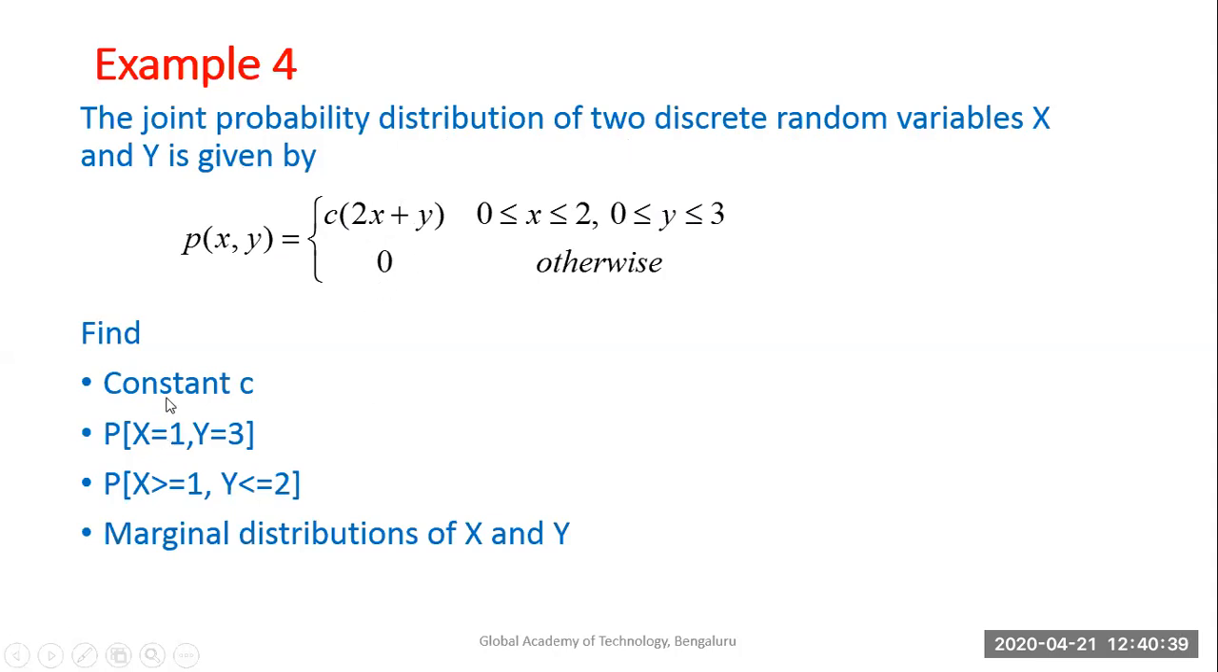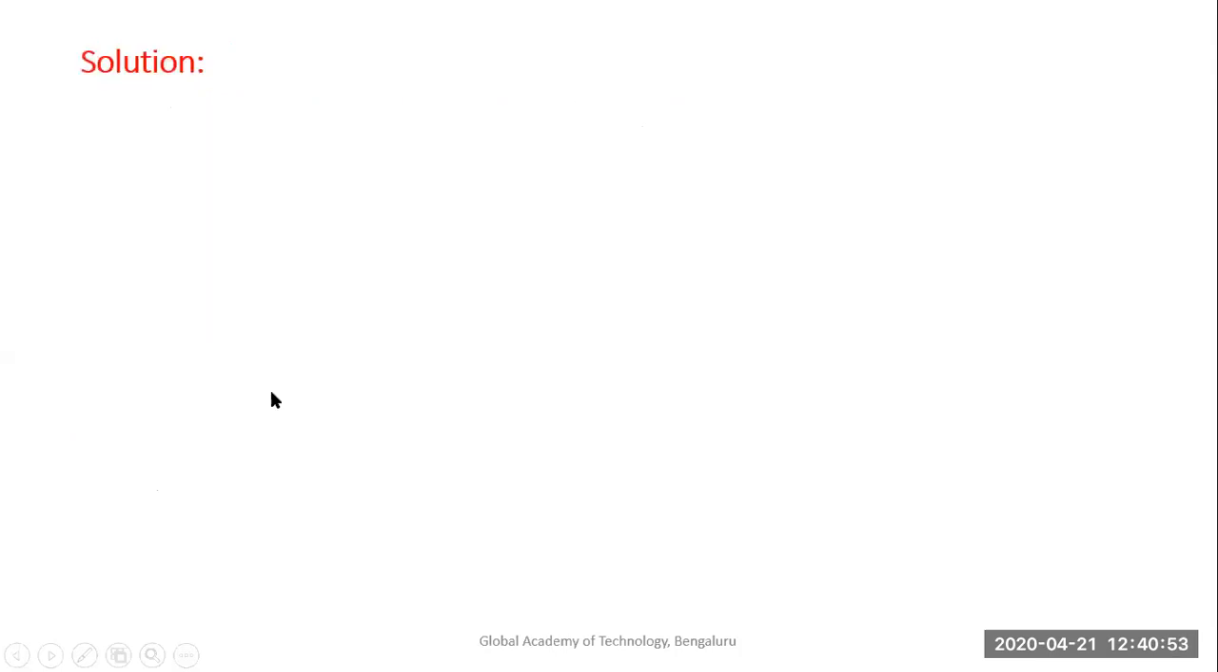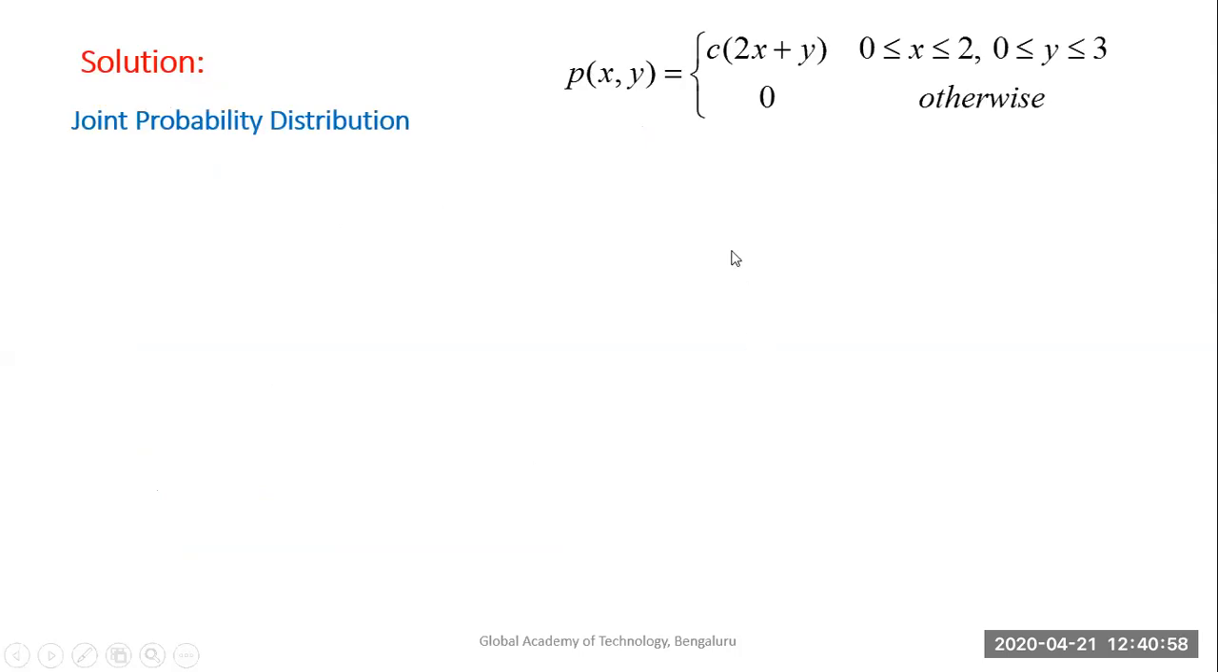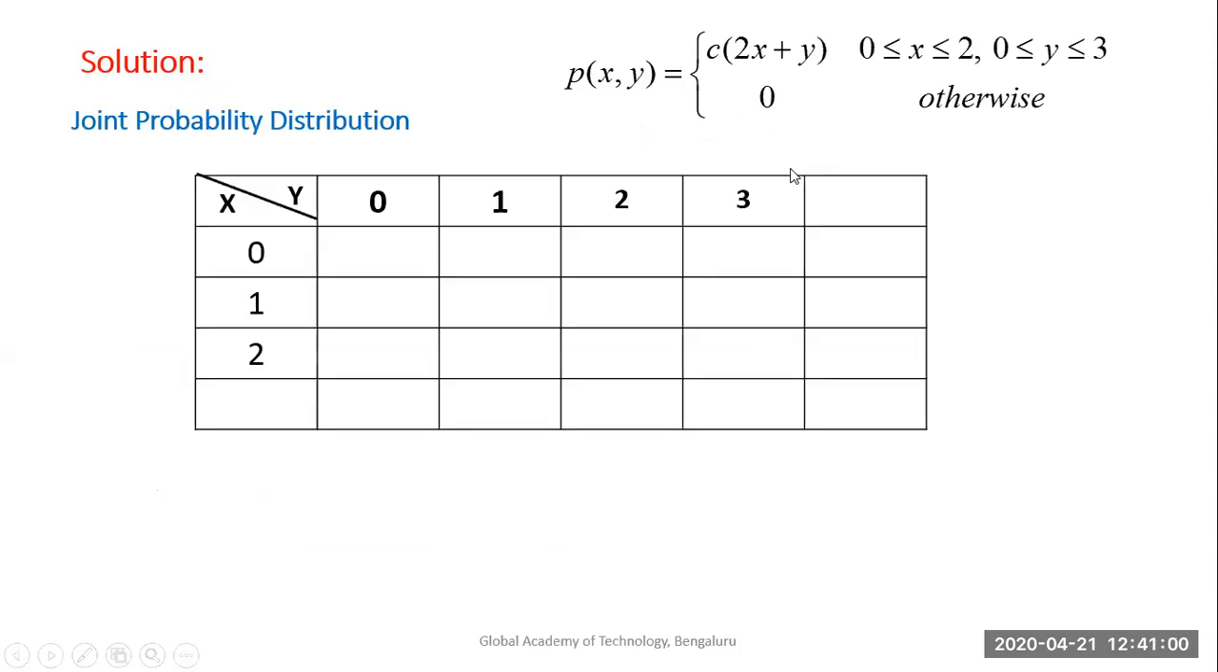We have to find a constant c, the probability that x is equal to 1, y equal to 3, the probability that x is greater than or equal to 1, y less than or equal to 2, and the marginal distributions of x and y. So to find the constant c, first let us construct the joint probability distribution. So this is the mass function given. So x takes, it is a discrete random variable varying from 0 to 2, means x takes the value 0, 1 and 2, and y takes the value 0, 1, 2 and 3.